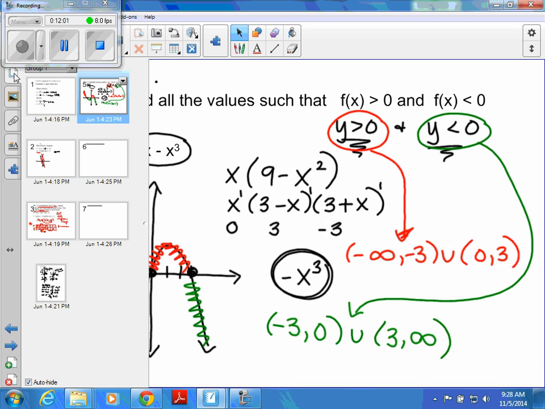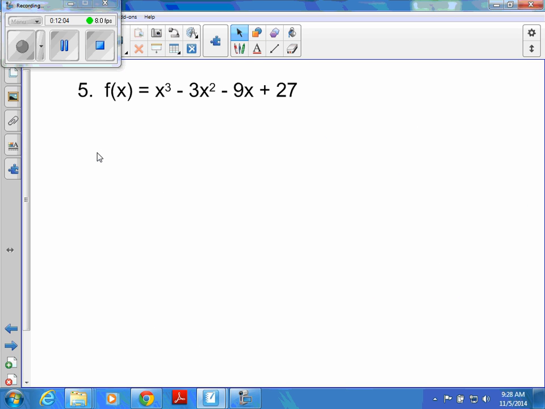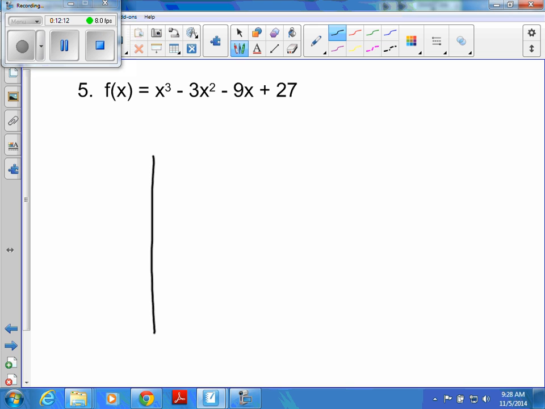Okay, I want to do one more, and I think that's it. We're going to do the same thing. We're going to figure out the positive part of the graph and the negative part of the graph. So the first thing I need to do is to graph this. First thing I need to know is my end behavior. My end behavior is x to the third. I know it starts down and it ends up. So I know that's what my end behavior looks like.